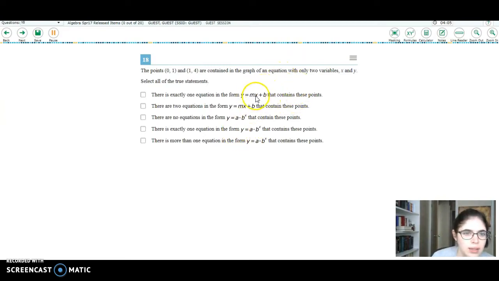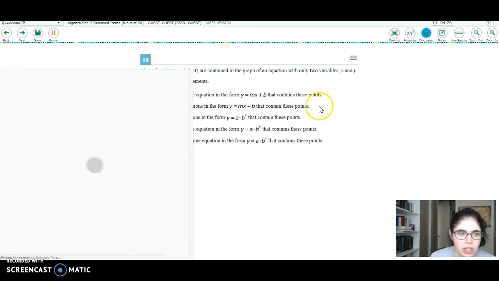The first is y = mx + b. You should be familiar with that equation. That is a linear equation. And the second one is y = a times b raised to the power of x, and that is an exponential equation. The good thing is that I can use the Desmos calculator to actually tell me what those equations are.